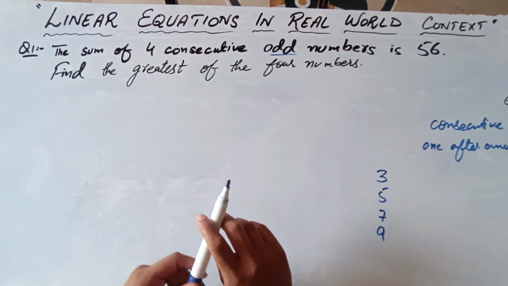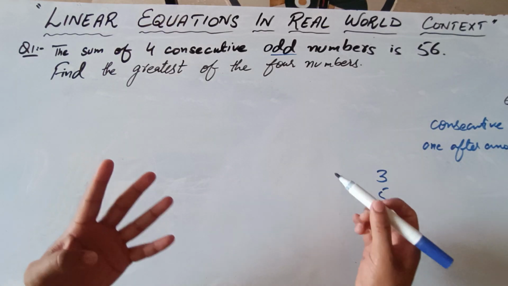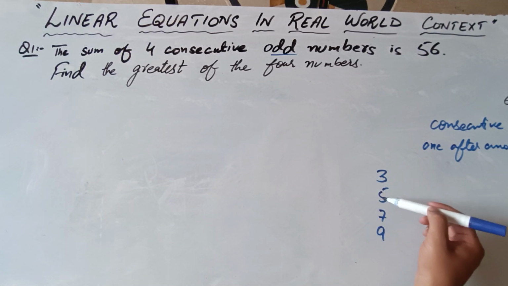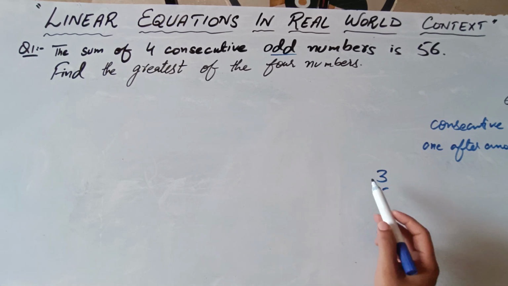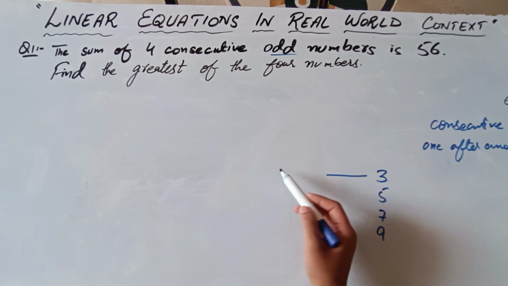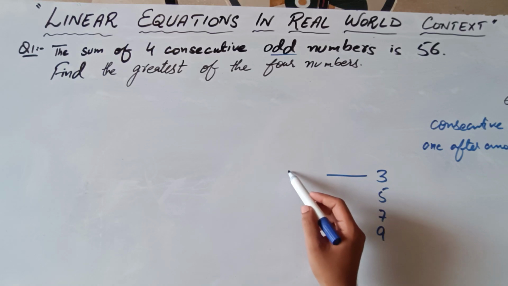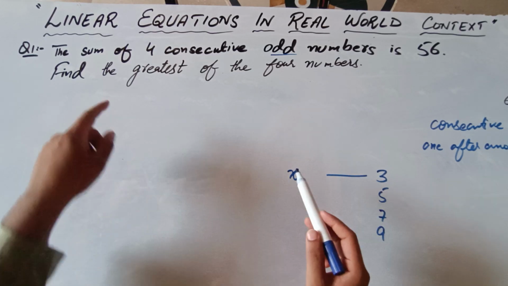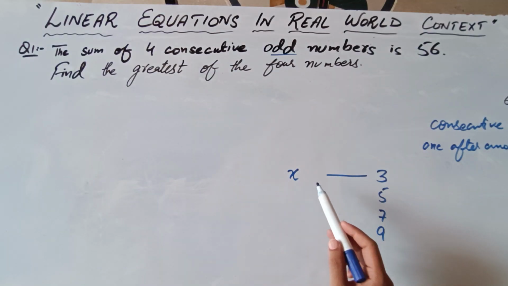To create the equation, let's suppose any four consecutive odd numbers, as I have shown in front of you, 3, 5, 7, 9. So we will consider the first odd number as x or y. Take any variable. For example, I am taking x. Let the first odd number be x. We will do the supposition here properly.